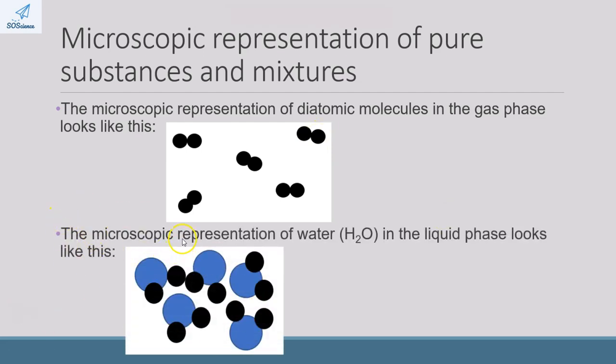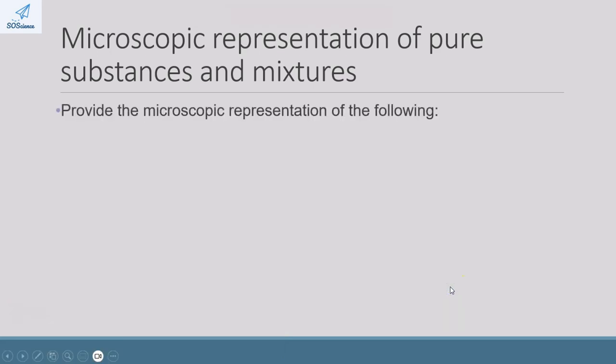Over here, we have the microscopic representation of water in the liquid phase. So here is the O, and here are my 2 H's. Each water molecule is represented as an O with 2 H's attached to it, and the particles are quite close together, yet not in an organized pattern because this water is in the liquid phase.